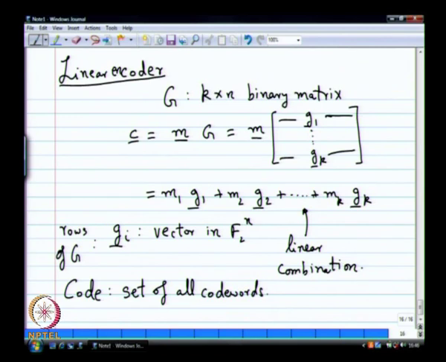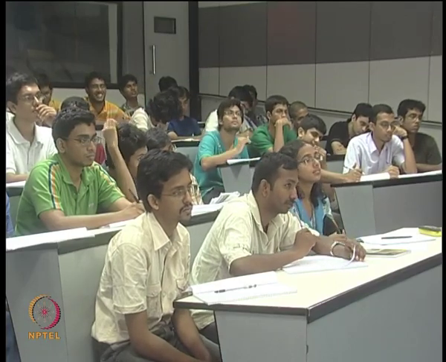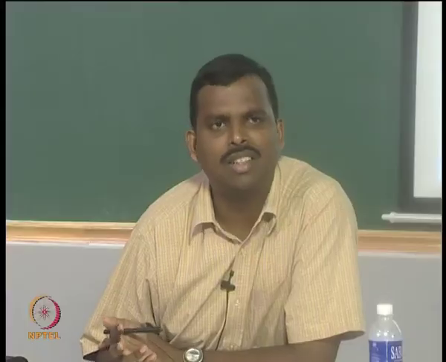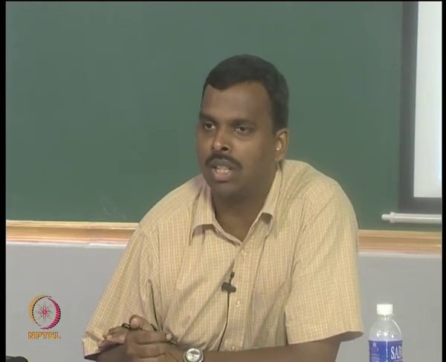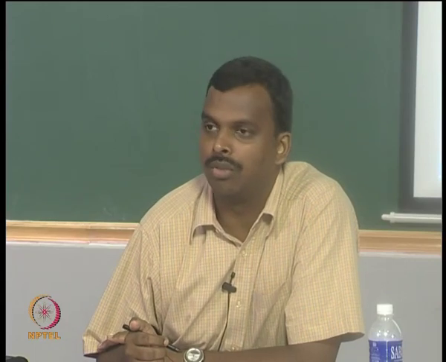It is less than or equal to k. When is it equal to k? When the g_i's are linearly independent. Now, I can comfortably use the word linearly independent because I know it is a vector space. I know the linear independence is properly defined. It is not anything difficult for me to define.